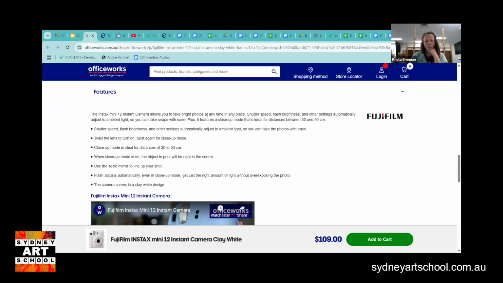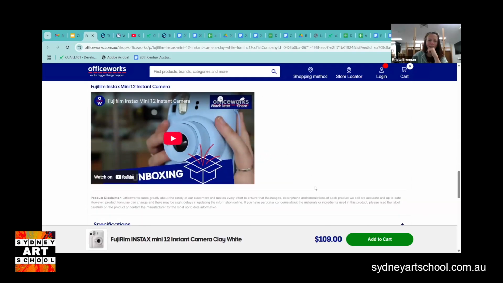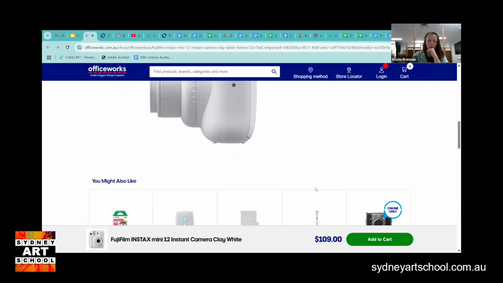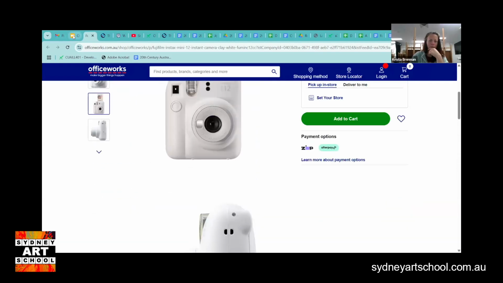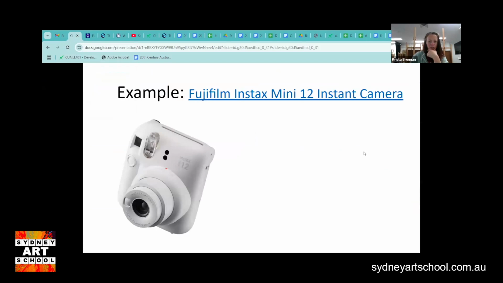Allows you to take bright photos any time at any place. Shutter speed, flash brightness, and other settings automatically adjust to ambient light. It features a close-up mode that's ideal for distances between 30 to 50 centimeters. Twist the lens to turn on, twist again for close-up mode. Use a selfie mirror to line up your shots. Camera comes in a clay white design. So that's an example of a camera we might choose for a specific kind of project.